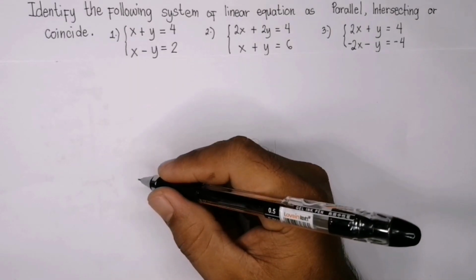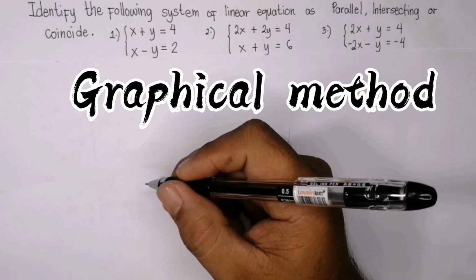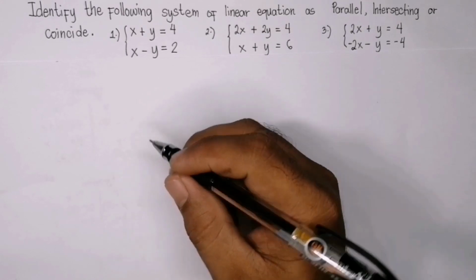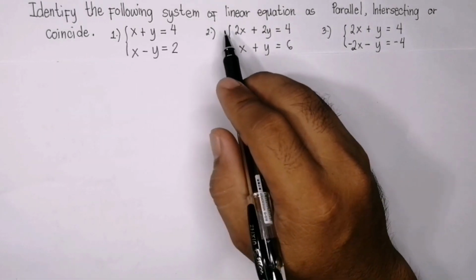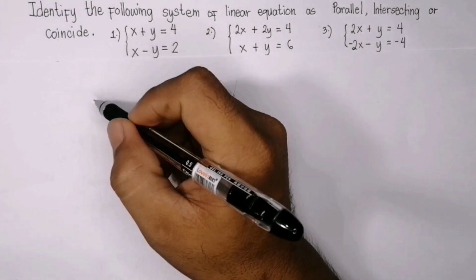Good day everyone. Today we're going to solve a system of linear equations using the graphical method. First, we need to read the problem. Identify the following system of linear equations as parallel, intersecting, or coinciding.